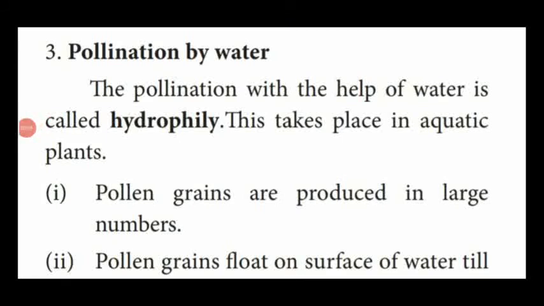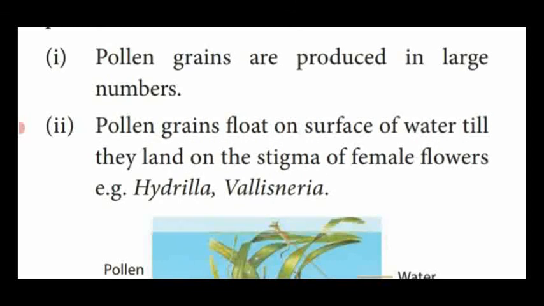Dear students, next we are going to see pollination by water. Hydro is a Greek word, means water. So the pollination by water is known as hydrophily. Flowers which show hydrophily type of pollination are known as hydrophilous flowers. So this pollination takes place in water plants or aquatic plants. They produce a large number of pollen grains. The pollen grains freely float on the surface of the water till they land on the stigma of female flowers.